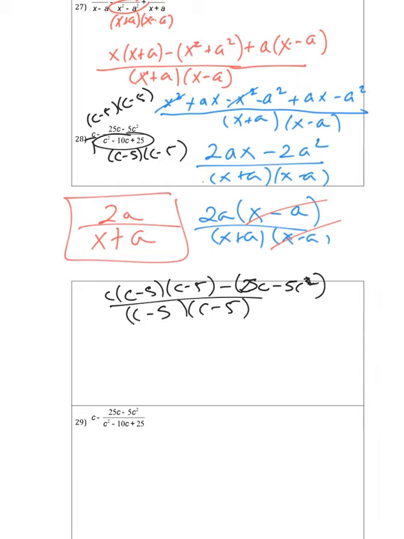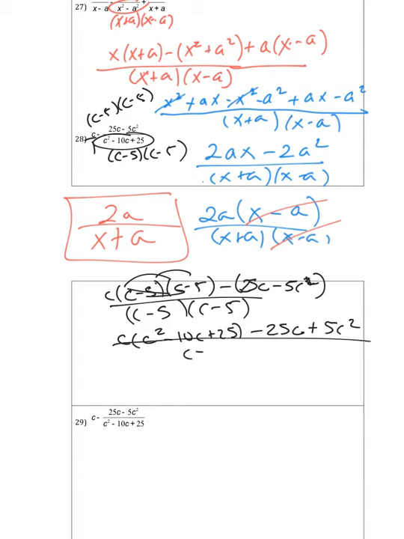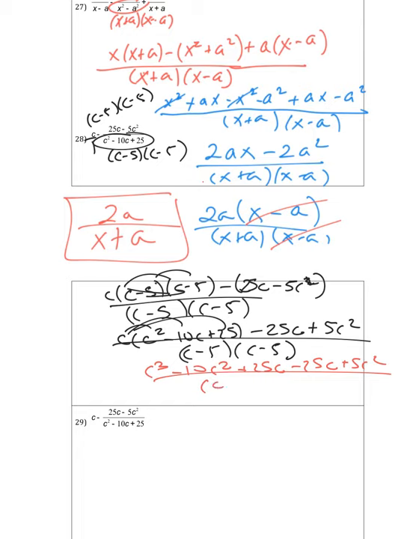So here I have a FOIL. So this has to get FOILed here, and then I'll distribute the c. So it's going to be c times, and this is c squared minus 10c plus 25. That's a perfect square trinomial. Minus 25c plus 5c squared, all over my denominator, c minus 5 times c minus 5. And then I'm going to distribute this c in. So I now have c cubed minus 10c squared plus 25c minus 25c plus 5c squared, all over the denominator.